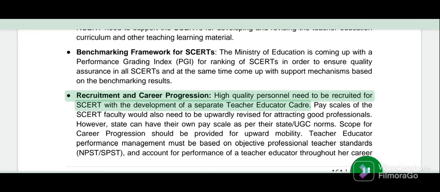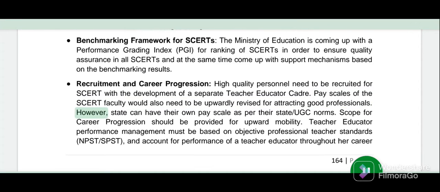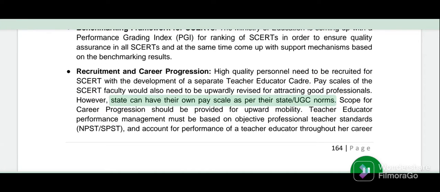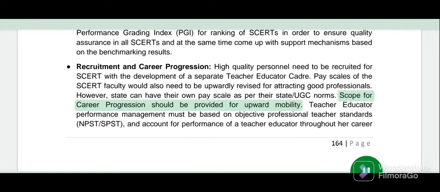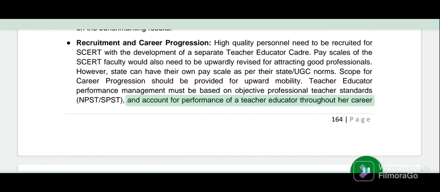High-quality personnel need to be recruited for SCERT with the development of a separate teacher-educator cadre. Pay scales of the SCERT faculty would also need to be upwardly revised for attracting good professionals. However, states can have their own pay scale as per their state UGC norms. Scope for career progression should be provided for upward mobility. Teacher-educator performance management must be based on objective professional teacher standards, NPST, SPST, and account for performance of a teacher-educator throughout her career.